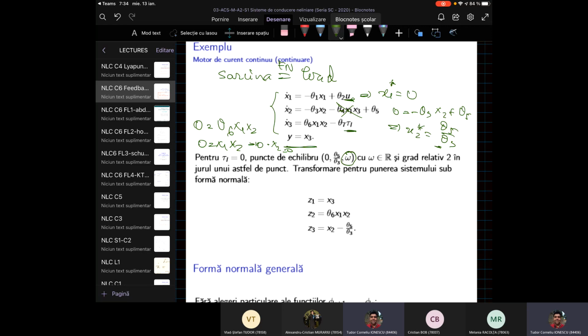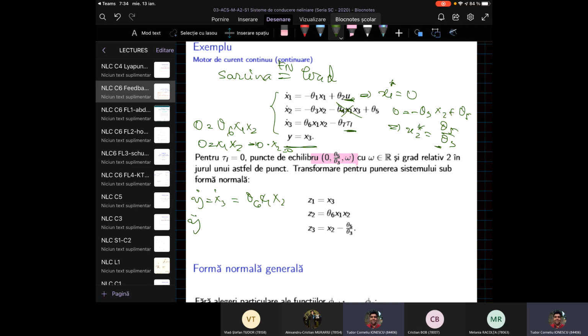So all the equilibria have this form. Any constant angular velocity is an equilibrium if the rotor is just rotating. They tell us that around such an equilibrium point we have relative degree 2. Probably you take y dot. y dot is x3 dot, which is theta 6 x1 x2.